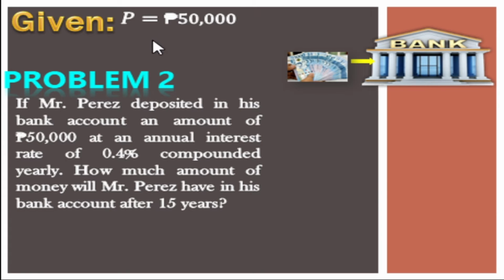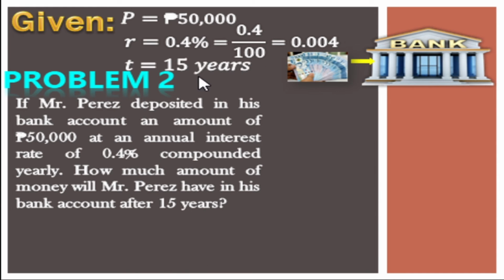We have the present value given is 50,000 pesos. Also, we are given that the annual rate is 0.4%. However, we need to write this one in decimal form. So, we will just divide it by 100 or move 2 decimal places to your left, so that the answer is 0.004 or 4 thousandths. Why is it 4 thousandths? Because this is tenths, hundredths, and thousandths. So you can also read this one as 4 thousandths.